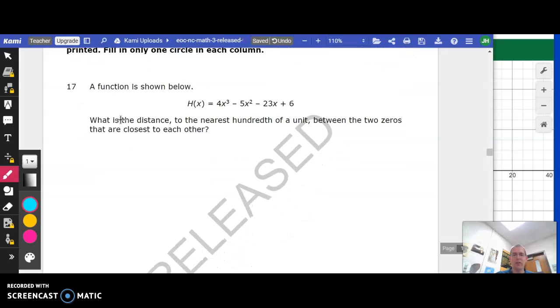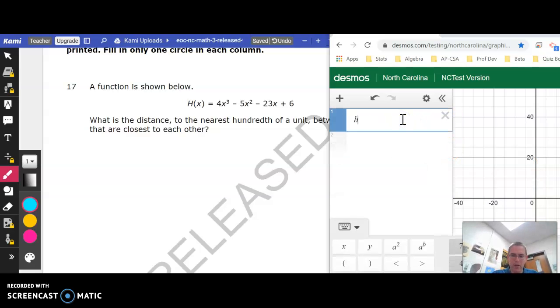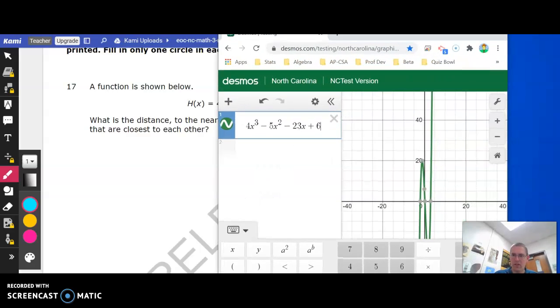On this next one, you have a function, and it wants to know the distance between two zeros. That is just begging me to do Desmos, and after the last one, I'm having Desmos withdrawal. So here we go. I'm going to go ahead and type in the h of x because I miss Desmos so much. Probably don't have to do that on this one. 4x to the third minus 5x squared minus 23x. And reading to make sure I have it typed in correctly. That's good. And I'm looking for zeros that are close to each other.